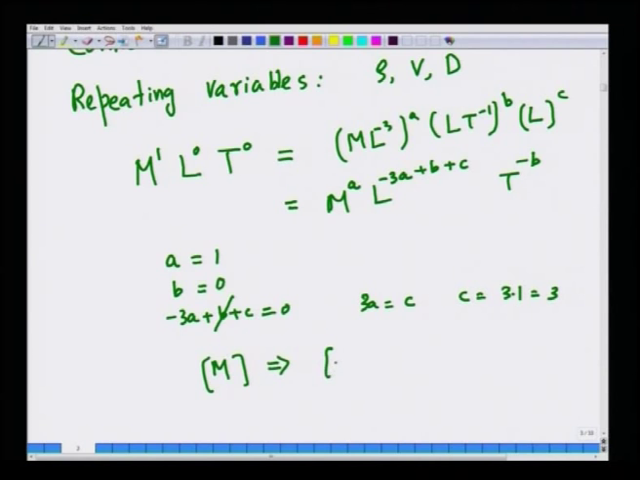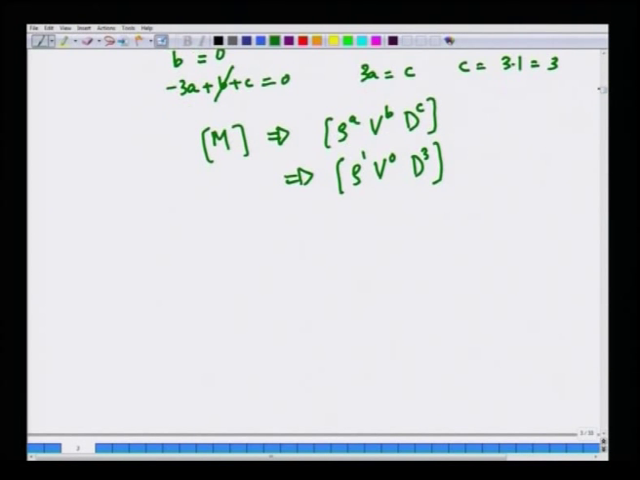So, what we find is that the mass dimension can be obtained by writing rho to the power A times V to the power B times D to the power C, which is rho to the power 1, V to the power 0, and D cubed. This means that you can get a dimension of mass by multiplying rho by d cubed. That makes physical sense because rho is mass per unit volume and you are multiplying by d cubed, which has dimensions of volume. So, you will obviously get a mass dimension.